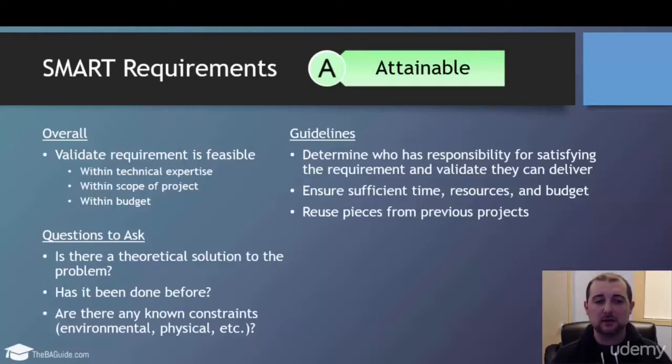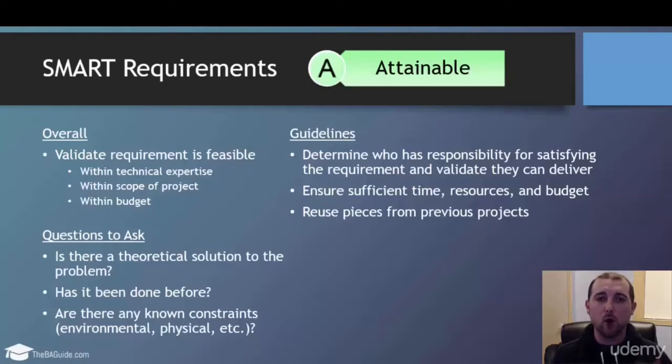And then last but not least, are there any known constraints, whether it's environmental or physical constraints? And what I mean by that is they may want certain things to happen, but because of where that office is located, maybe it can't happen.